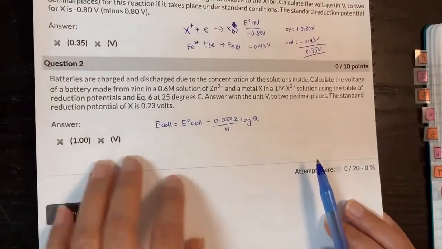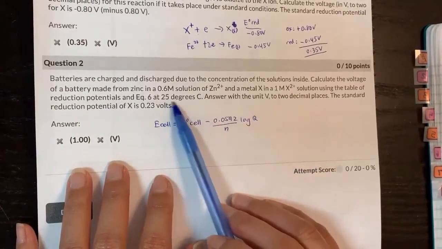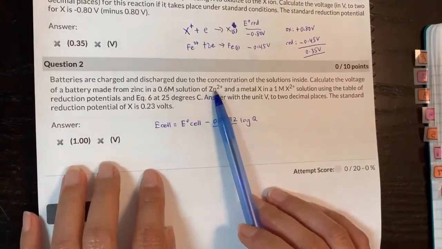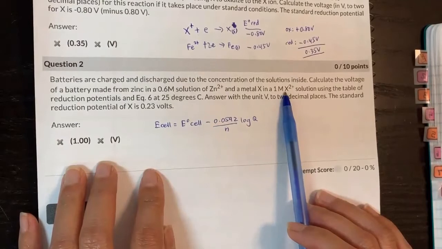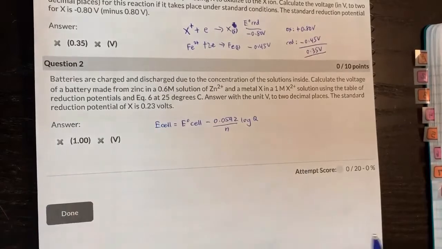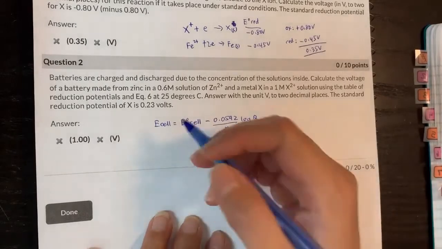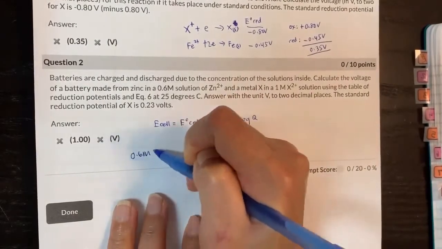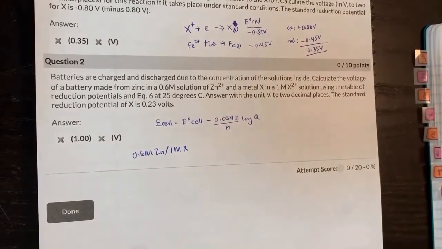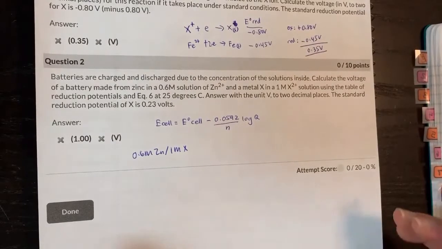Now the next question here is going to be a Nernst equation, and they tell you to assume it's 25 degrees, which is great. We can use this equation here, and you'll have to do zinc and metal to X2 plus, and they say the reduction potential of X is 0.23. So basically, we have to look at zinc. I'll write it out. So 0.6 molar zinc compared to 1 molar X. That's the cell that they're talking about. And then we have to figure out who's the anode, who's the cathode, and all that stuff.